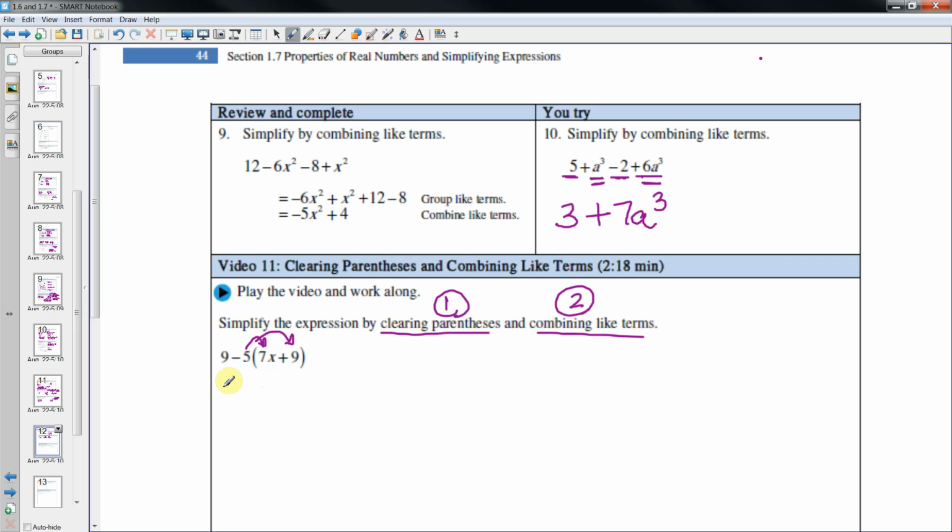So if I distribute, I'm going to have negative 5 times a positive 7x gives me negative 35x. A negative 5 times a positive 9 gives me negative 45. So now I have cleared the parentheses using the distributive property. Let's see what we can combine. I can do the 9 and the negative 45. They're opposite signs, so 45 minus 9 is going to give me 36, and it's negative because the 45 is bigger. So negative 36 minus 35x. I don't have anything to combine with the 35x. There's no other x's in my problem.